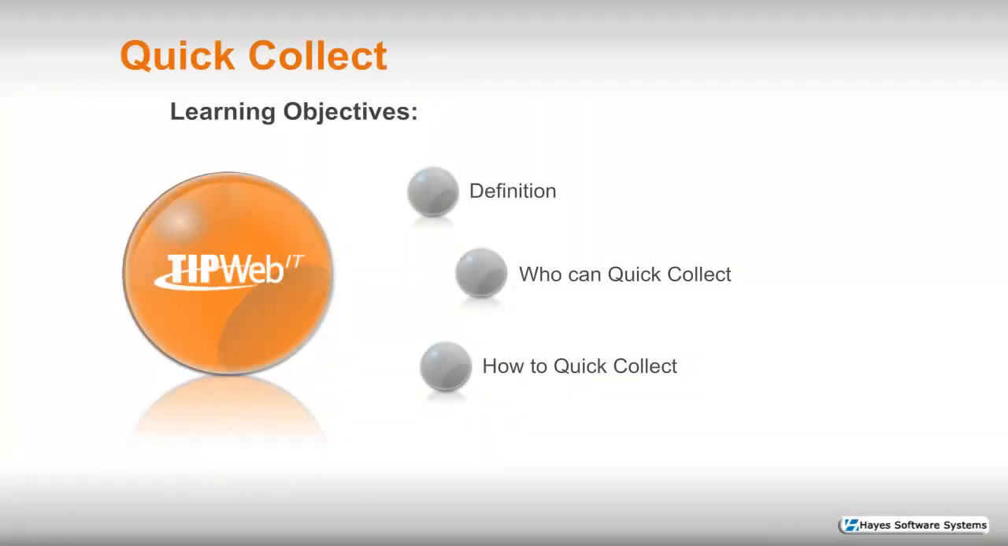Welcome to Quick Collect Step-by-Step Instructions. Our learning objectives are threefold. We'll start with the definition. Quick Collect is simply a process whereby a tag that has been issued to a staff or student can be collected into a room or a site-to-site transfer.